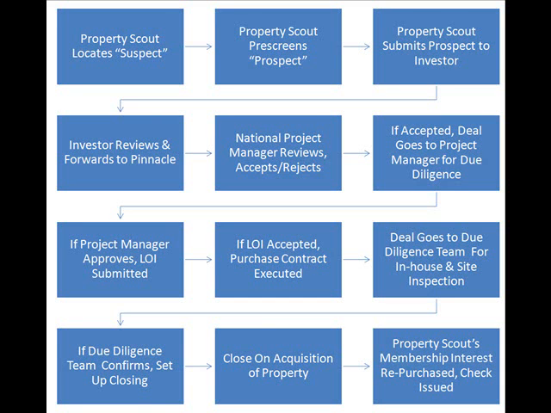Here's a flow chart to determine how the suspect that you find in your initial search works its way through the system and ultimately results in a check for you. If you'll notice, step number one is you go out and use the various ways that we have described in the other videos on how to locate a suspect. Once you do the research and confirm all the information that you have, that suspect then becomes a prospect.